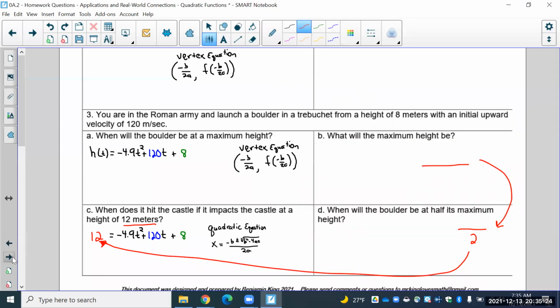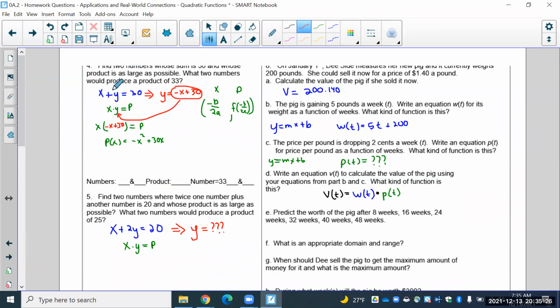So when you look at the back, you have a problem here where you're setting up the sum of 2 numbers is 30, and the product is as big as possible. So the product x times y is p. You're trying to maximize p. And then you're going to solve this for y and plug it in so that you get an equation that's in terms of one variable.